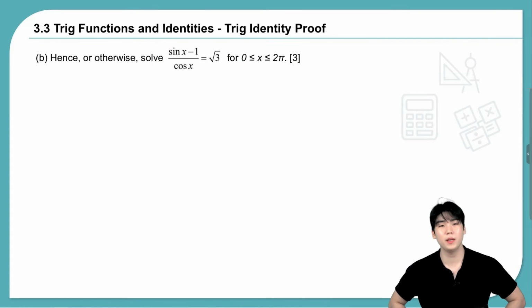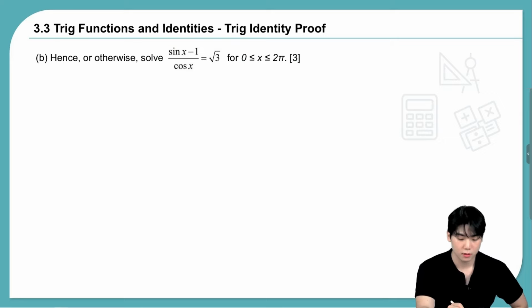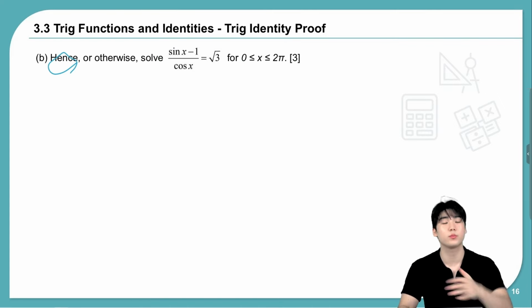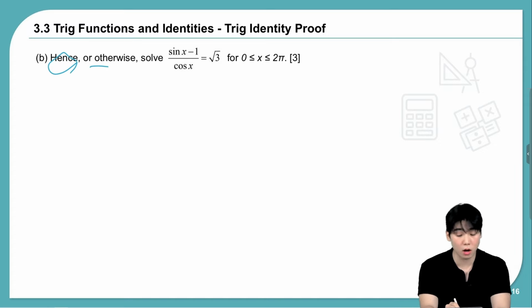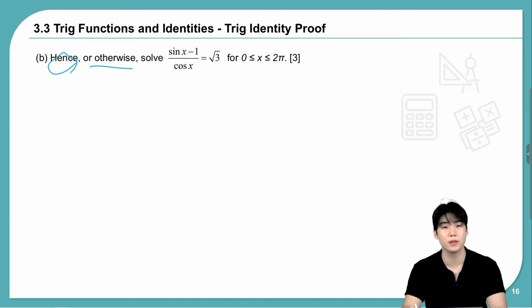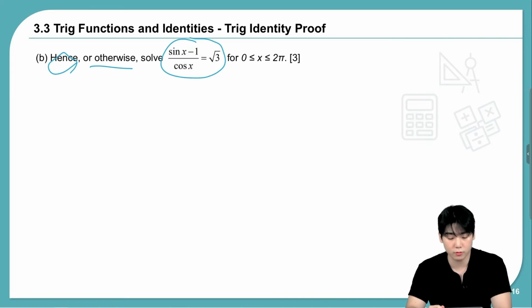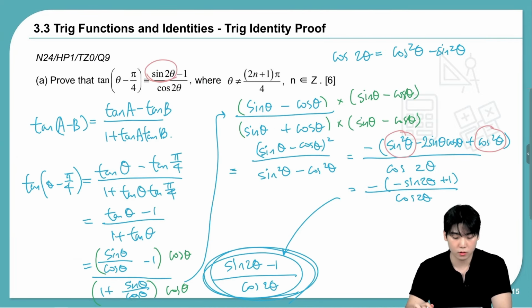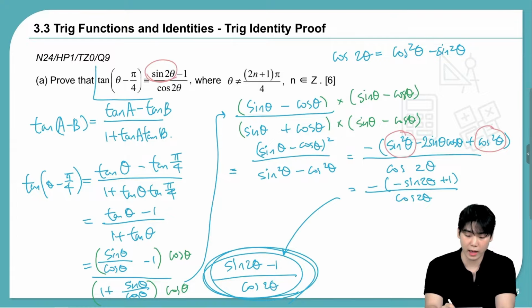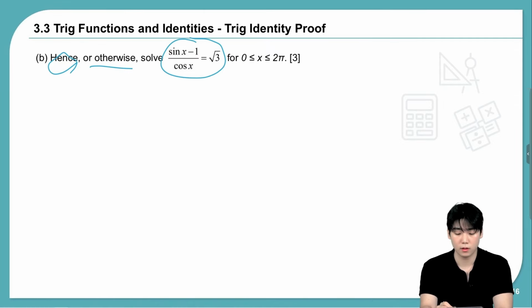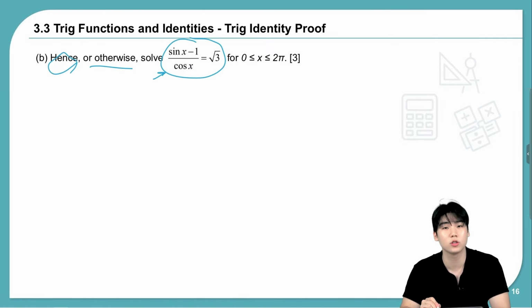Moving on to part B, we have "hence", right? Hence means that we have to make use of whatever we have in the previous question. Well, they did say otherwise, so you are allowed to use other methods, but I do strongly encourage you to just stick with the previous question. So we need to solve this, and they said hence, so I'm going to go through whatever we had to prove in the previous question. And don't they look similar? The whole thing, the one that we have to solve.